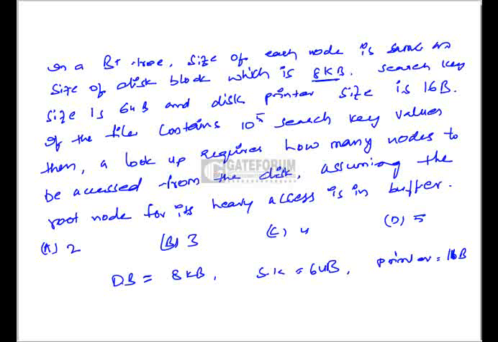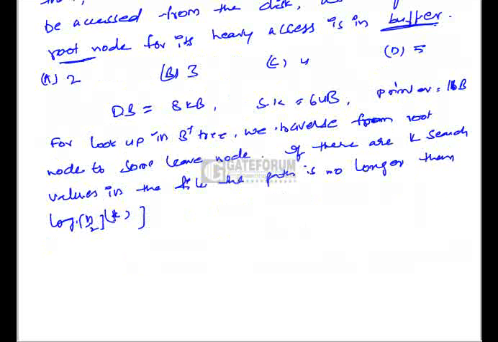Here we have to find the number of nodes to be accessed from the disk, assuming that the root node is already in buffer. For lookup in a B plus tree, we traverse from the root node to some leaf node, and if there are k search values in the file, then the maximum length of the path is ceiling of log to the base n by 2 of k, where n is the number of pointers.